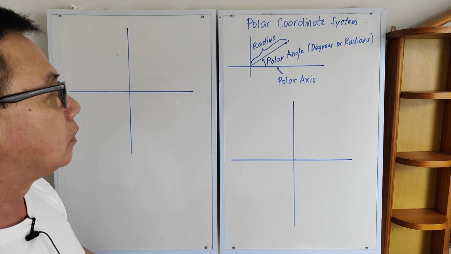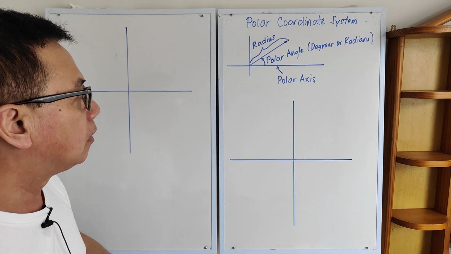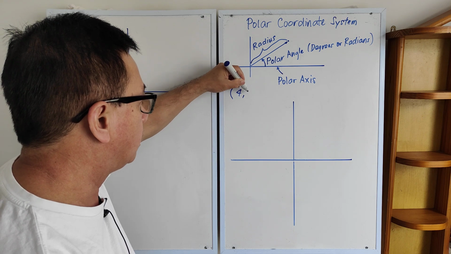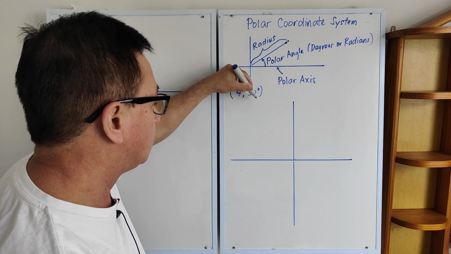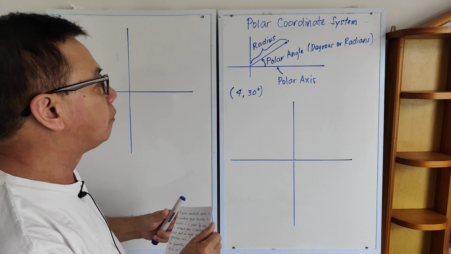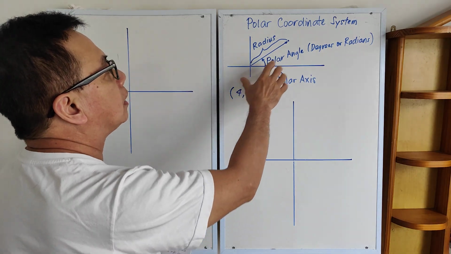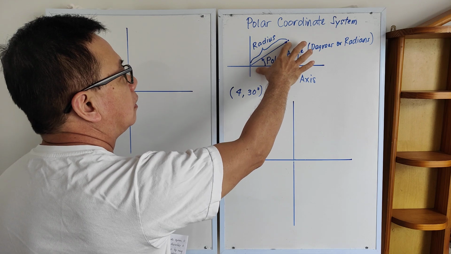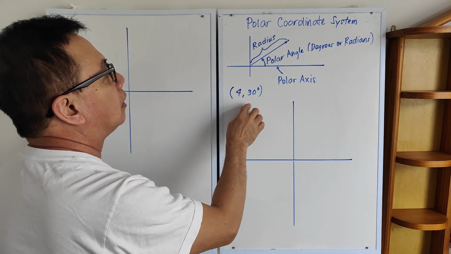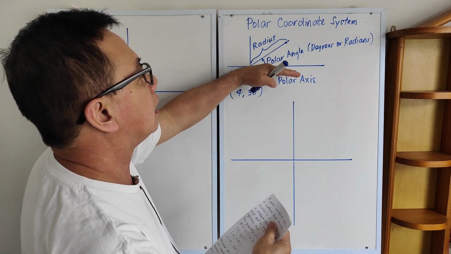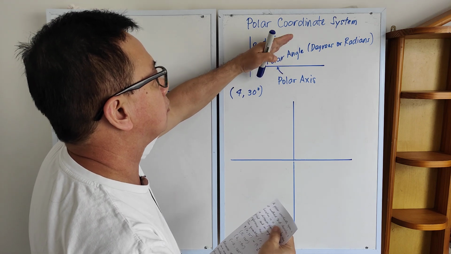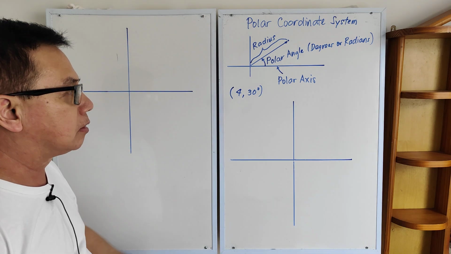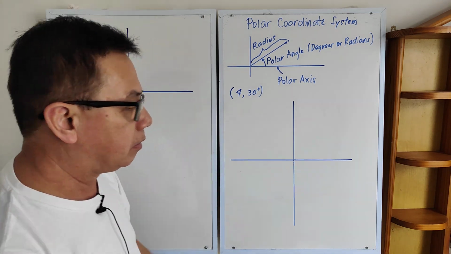So there will be two numbers for the coordinate system. For example, we have 4 and 30 degrees. So 4 will be the distance from the reference point to the point. And the 30 degrees is the angle from the polar axis to the angle of the point. So let's plot this 4 and 30 in here.